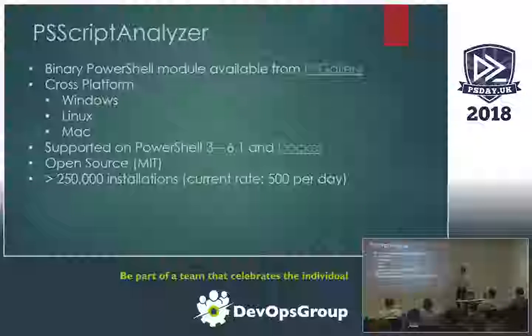The tool is open source, it's MIT, and contributions are welcome. So if you want to add a feature, if you want to fix a bug that annoys you, or if you think default behavior is not the right one, feel free to submit a pull request. We are very open to discussions. The current status is 250,000 installations with about 500 per day, which is probably an indicator that a few people use it in their automation pipeline.